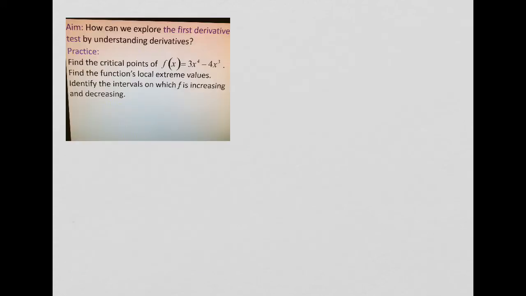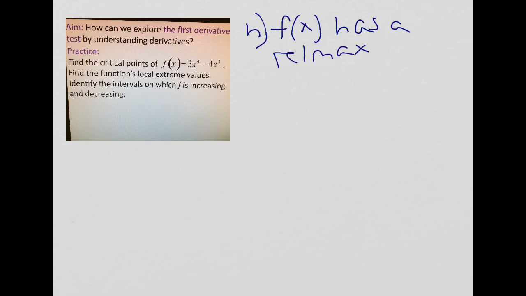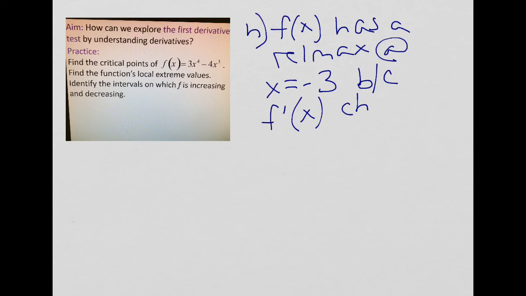Okay, so H. f of x has a relative maximum at x equals -3 because f prime of x changes from positive to negative. This is what I was describing before. It's always about the sign change for f prime of x. That means your function was increasing to decreasing. Don't state that.